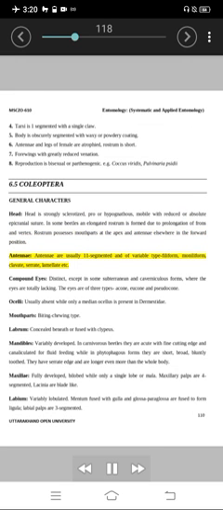Antennae. Antennae are usually 11 segmented and of variable type: filiform, moniliform, clavate, serrate, lamellate etc. Compound eyes. Distinct, except in some subterranean and cavernicolous forms, where the eyes are totally lacking. The eyes are of three types: acone, eucone and pseudocone. Ocelli usually absent, while only a median ocellus is present in Dermestidae.